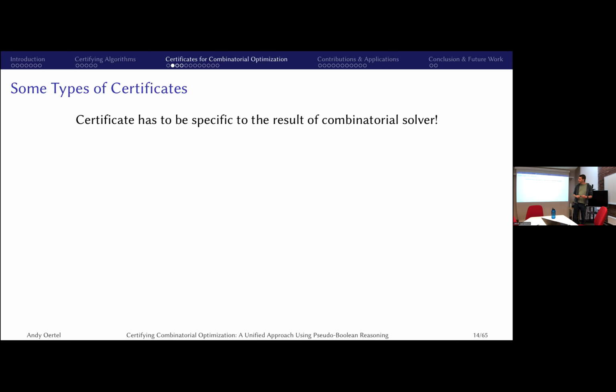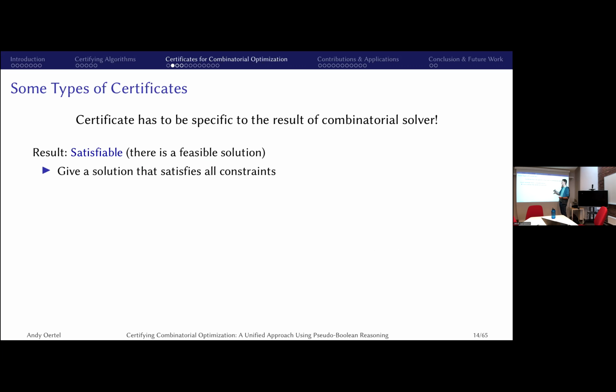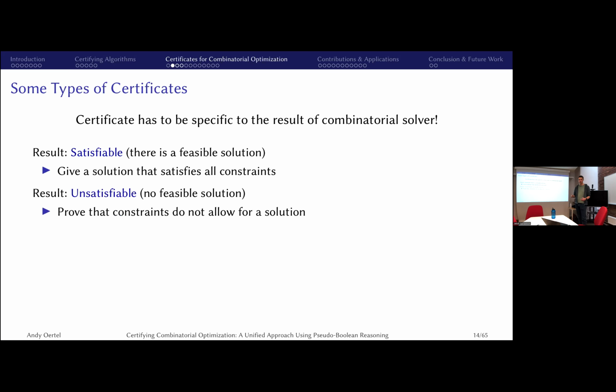So how do our certificates look now? The first thing we note is that the certificate looks different depending on the results that we get out of the combinatorial optimization solver. For example, for satisfiability, if the solver says that there is a feasible solution, then we could just give this feasible solution as a certificate, and then the checker checks that with this solution all the constraints are satisfied. But for unsatisfiability, we actually have to prove somehow that there is no solution for the constraints.